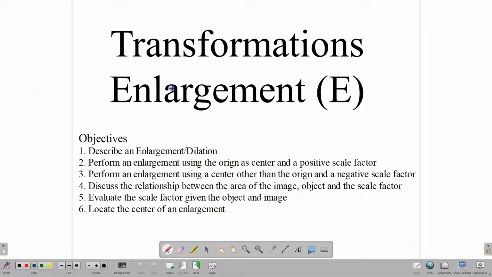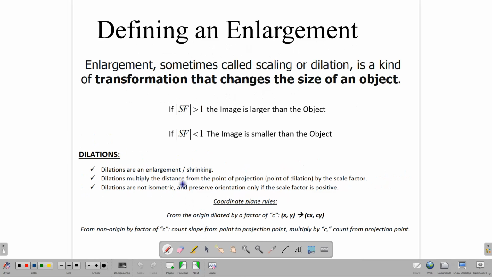In this lesson we are going to be focused on enlargement, our bigger topic being transformations, and we have quite a bit of objectives to get through. So we want to describe an enlargement, we want to perform an enlargement using the origin as a center, we want to use other points that are not the origin as center and use different scale factors as well. We want to discuss the relationship between the area of an image and the scale factor. We want to evaluate the scale factor given object and image and locate the center for an enlargement. Quite a bit of things to get through. So let us just jump right into it.